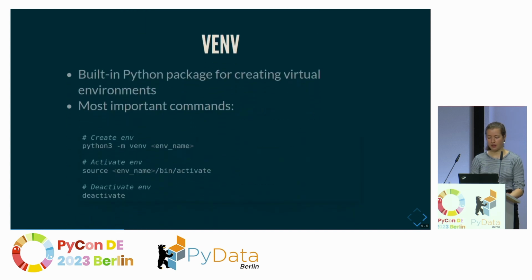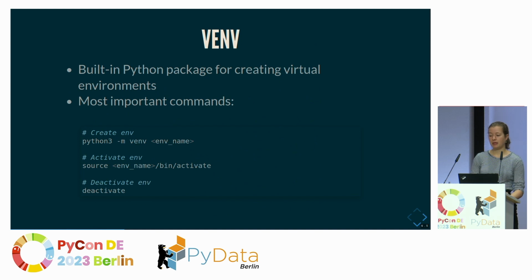So, venv and virtualenv. Venv is built into Python, and it's a simple tool. It has one purpose, namely creating and managing virtual environments. And the most important commands are creating a virtual environment, activating and deactivating it. Creating is easy. You just call python -m, which is the flag to call a module directly, with venv then, and the name of your environment. And then you can activate it by calling source on the activate script, and deactivating it by just typing deactivate. But as I mentioned, venv is a simple tool. So it does not have a lot of features.